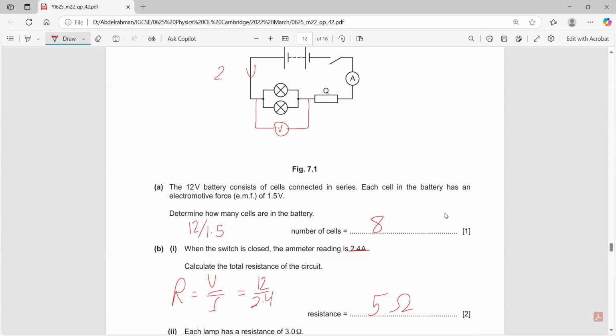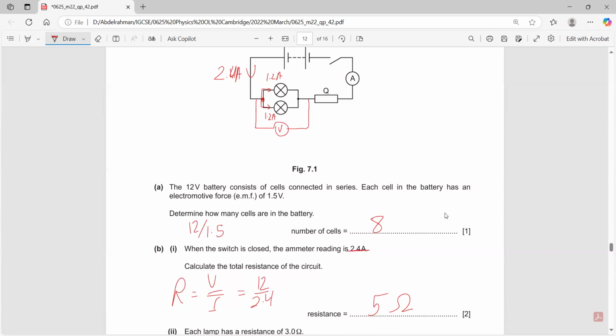So 2.4 amperes. And then at this junction, what happens to 2.4 amperes? It gets split, right? It gets split because they are equal. So this lamp will get 1.2 amperes and the other lamp will get 1.2 amperes, right? Because they are equal. The current gets equally split between the two lamps.